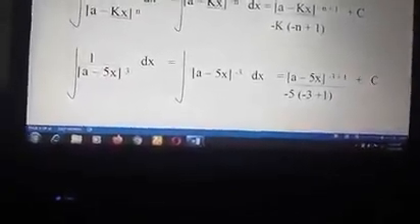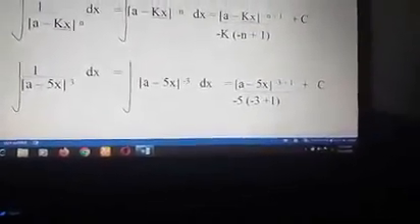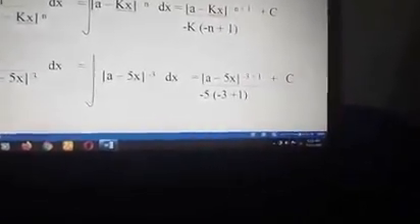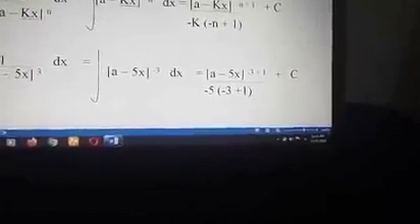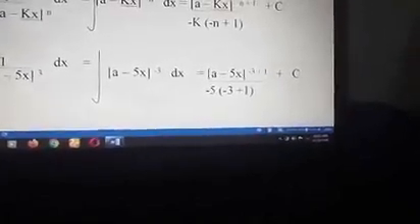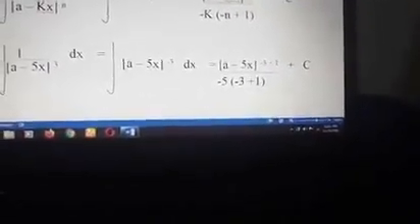To integrate this, we convert the denominator to indices, that gives us (a minus 5s) in bracket raised to power minus 3 ds. And that will give us (a minus 5s) raised to power minus 3 plus 1. You add 1 to the power. Then all over minus 3 plus 1. Then multiply by minus 5. Minus 5 is the coefficient of s. So you just multiply what you have in the denominator. So minus 3 plus 1 gives us, the numerator will give us minus 2. Then minus 3 plus 1, the denominator will also give us minus 2. Then minus 2 times minus 5 gives us plus 10.